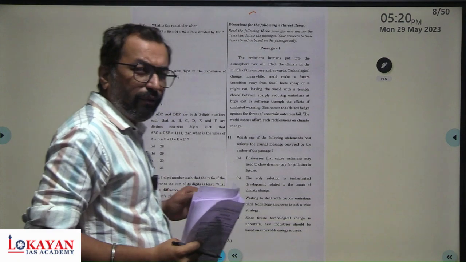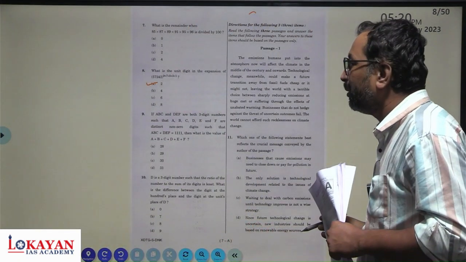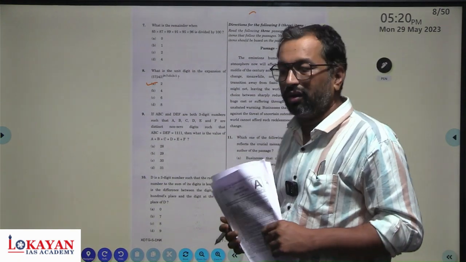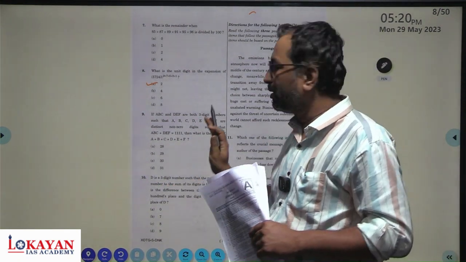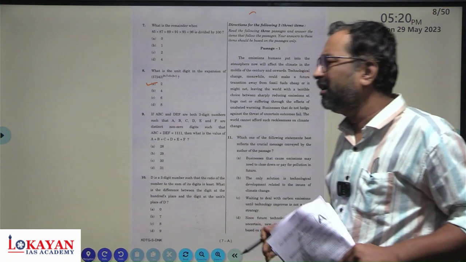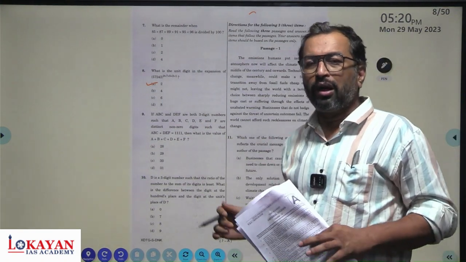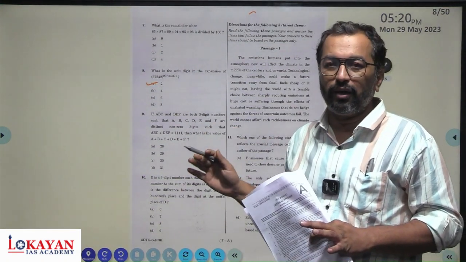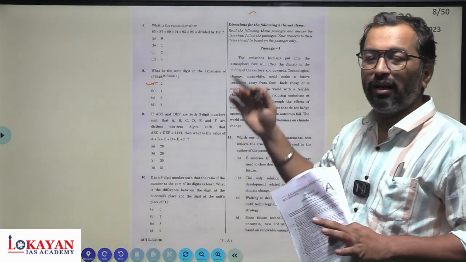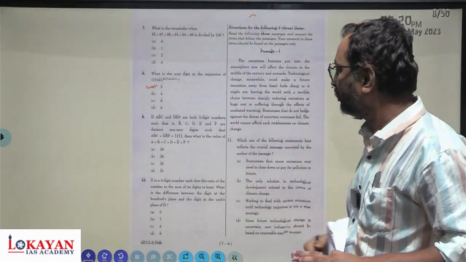In every exam these types of questions are asked. If you haven't prepared it, please pay attention, because next year also such a question is going to be there. And these are easier questions. If you are not familiar with it, you will find it difficult. If you are familiar with it, it will take hardly half a minute.